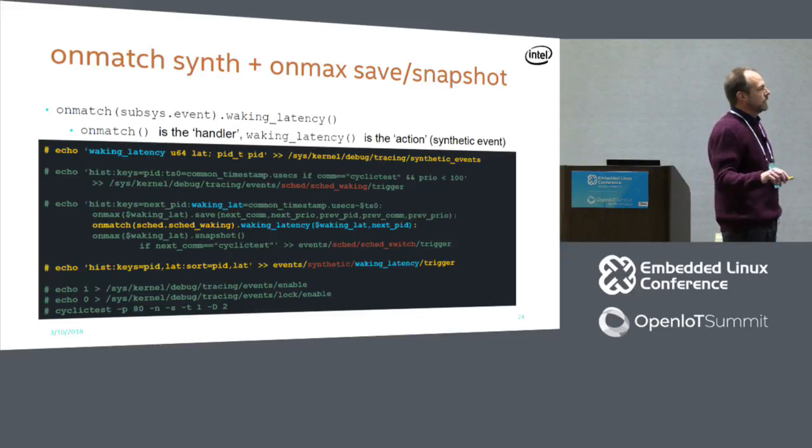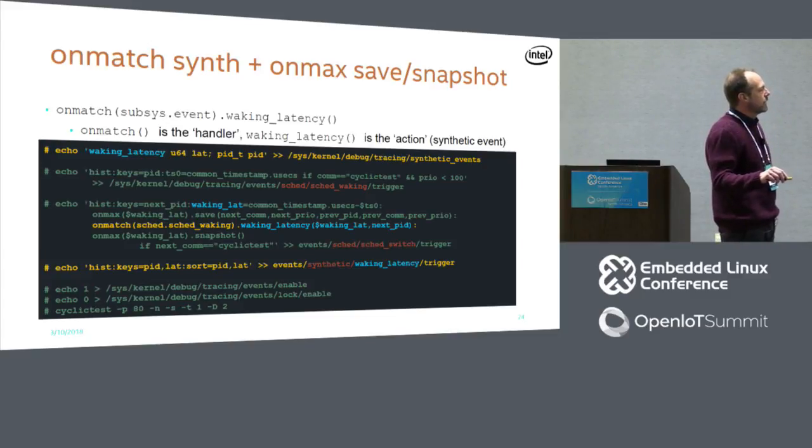It's like a function call. It's modeled after a function call. You just use the name of the event, and then pass it the parameters, and those parameters will fill in the fields of the event. So here we have our waking latency variable. We're passing it in as the first, and that gets assigned to lat. And then same thing, we have the PID here, that gets assigned to that.